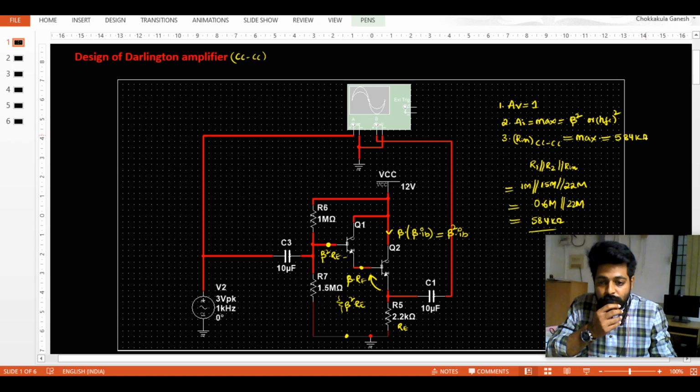So now I have to prove that the input resistance is maximum, around 584 kilo ohms. These three things need to be verified, and meanwhile I have to verify one more thing: the phase shift offered by this one should be 0 degrees.